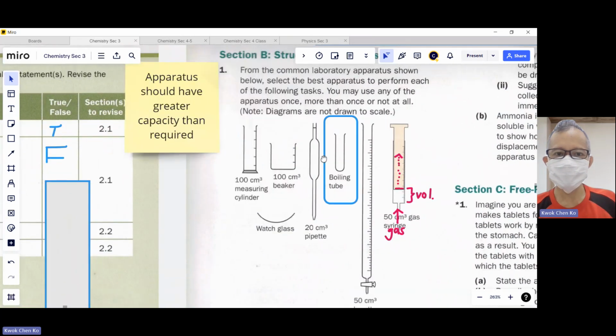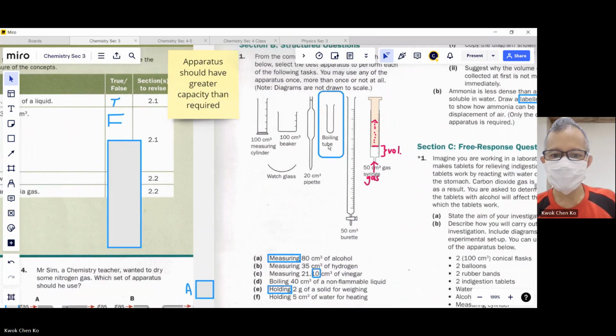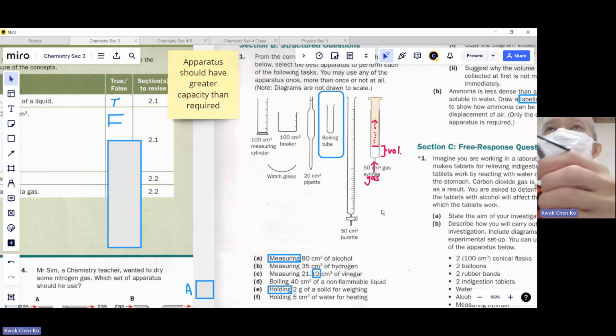Okay, this one, number 1, let's quickly go through. 80 cubic centimeters. Actually, centimeter bigger. I also got a cylinder. Cylinder. But between the two, which one will you choose? I think I'll choose measuring cylinder. Why? Because measuring cylinder is for measuring. So for your answer in the exam, measuring cylinder is for measuring.